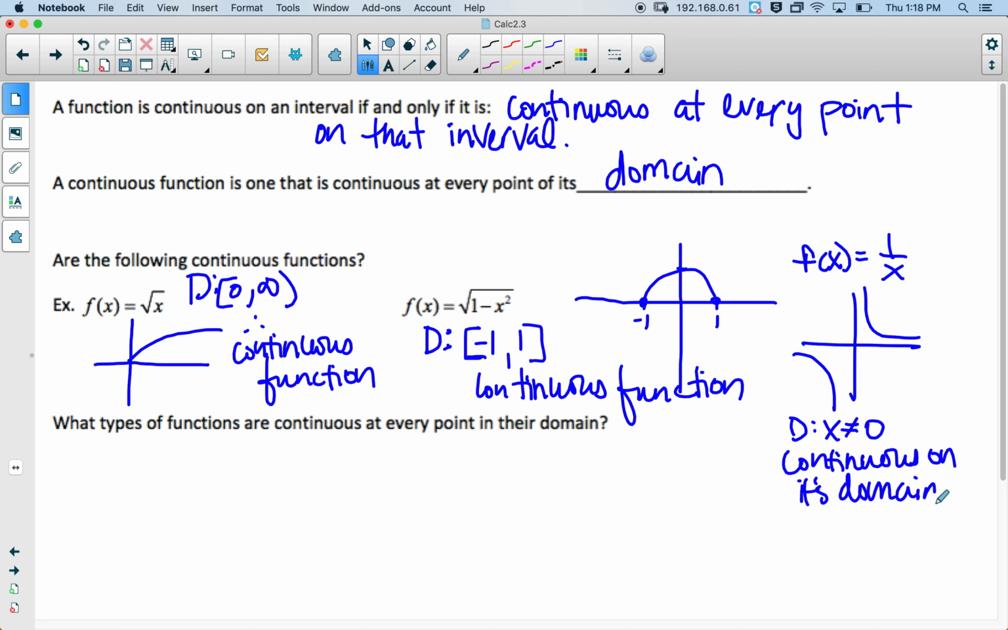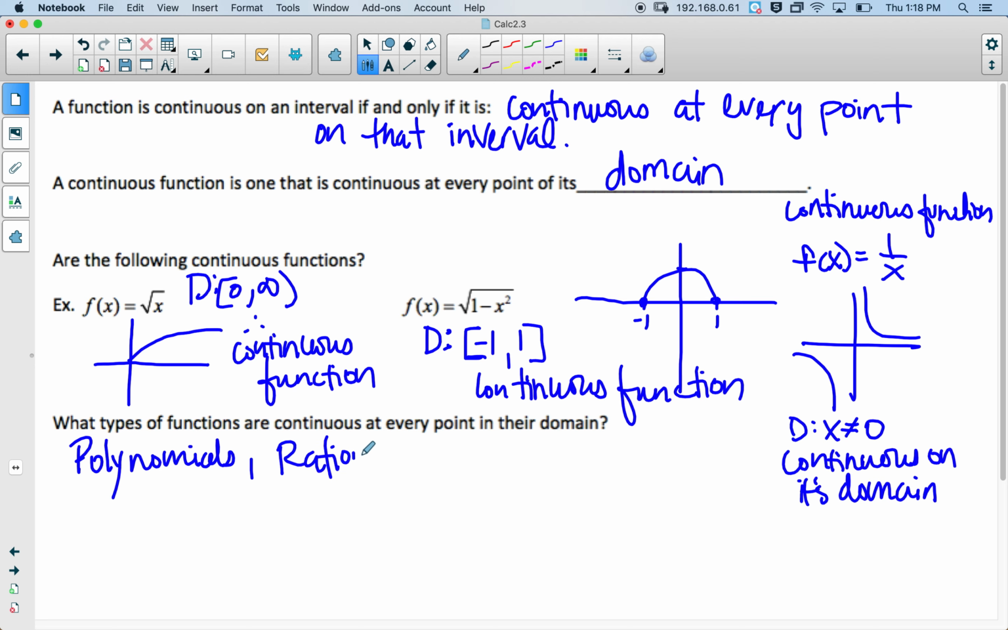So this is a continuous function as well. Okay, so what types of functions are continuous on their domain? Well, quite a few. Polynomials are one. Rational functions. Even though rational functions usually have a discontinuity because they have a variable in the denominator, on their domain they're continuous. Absolute value functions are continuous.